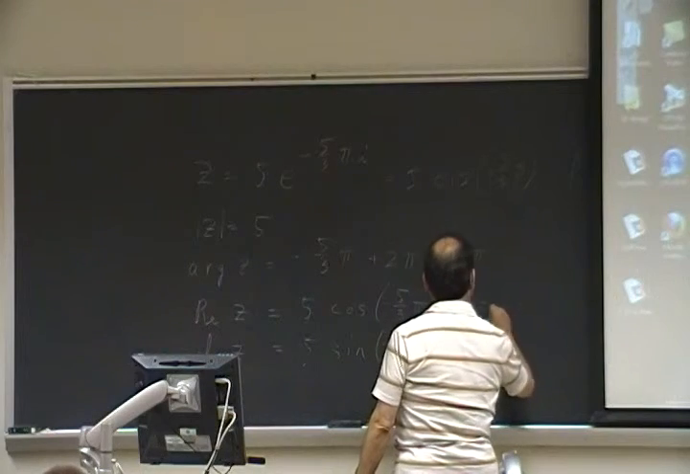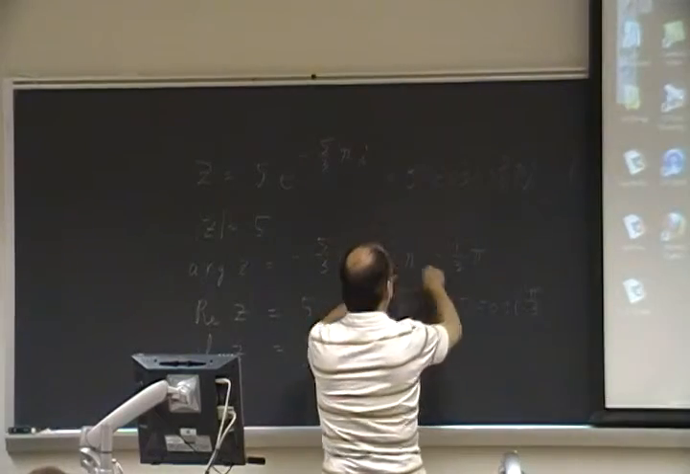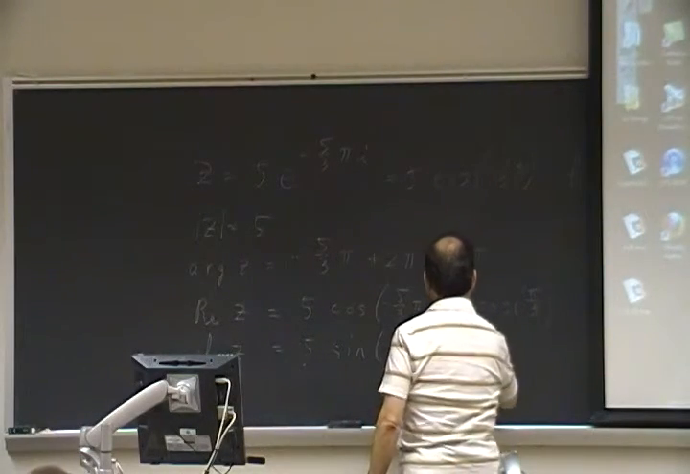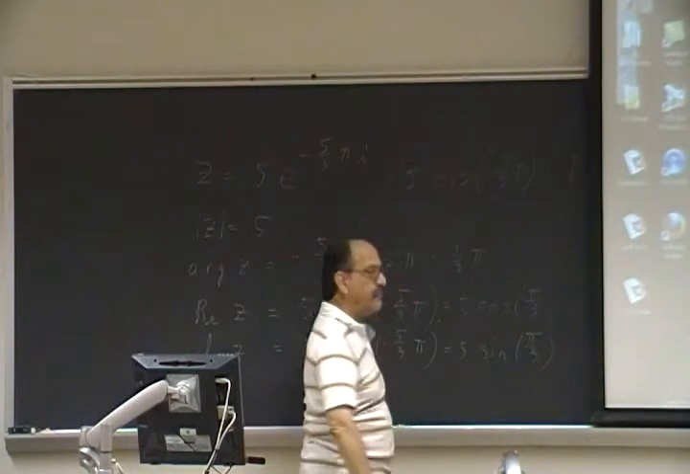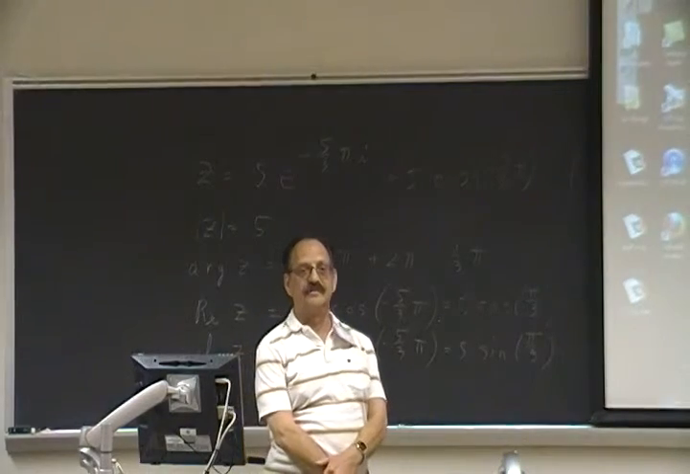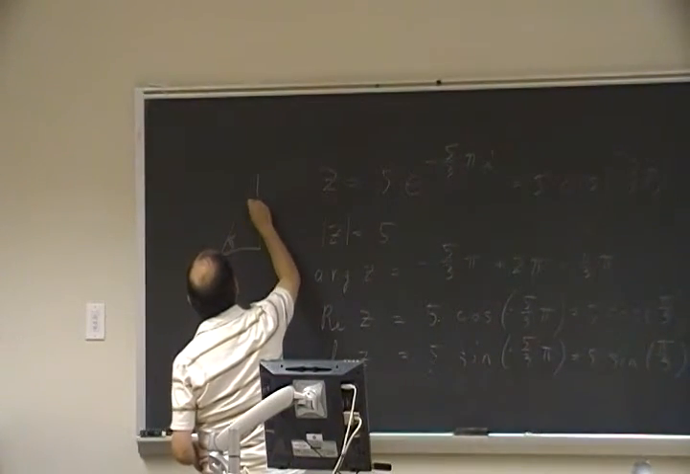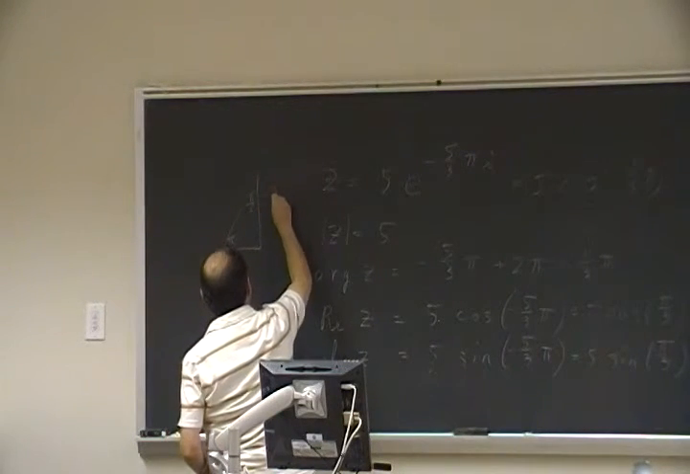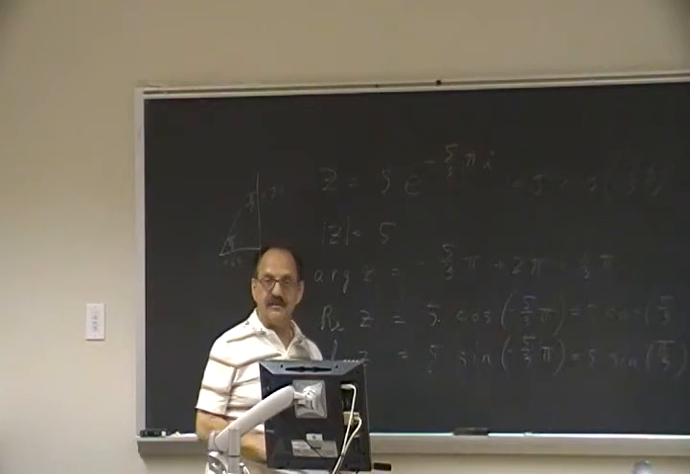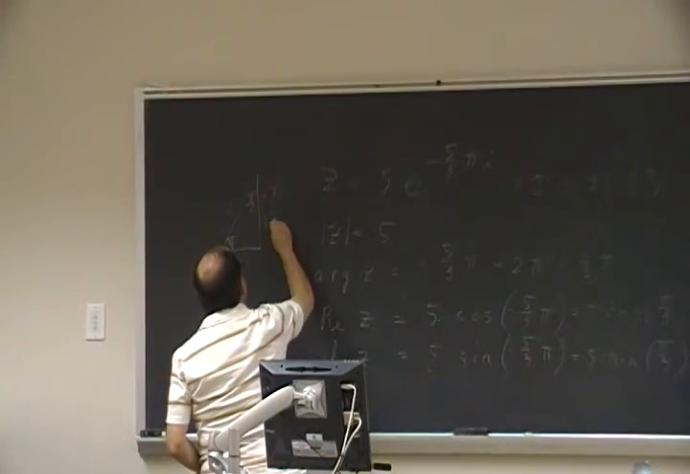Okay. 5 cosine of pi over 3, which is another way of writing the argument, and 5 sine of pi over 3. What is the cosine of pi over 3? Gotta draw the triangle again. Pi over 3, pi over 6. This one here is 60 degrees. This one there is 30 degrees. What are the sides? 1, 2, square root of 3.